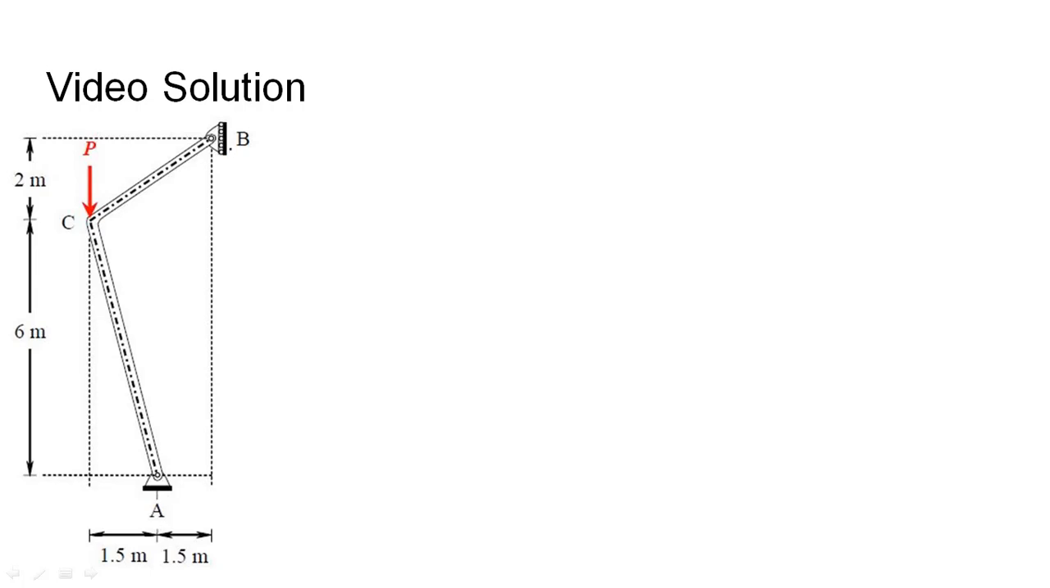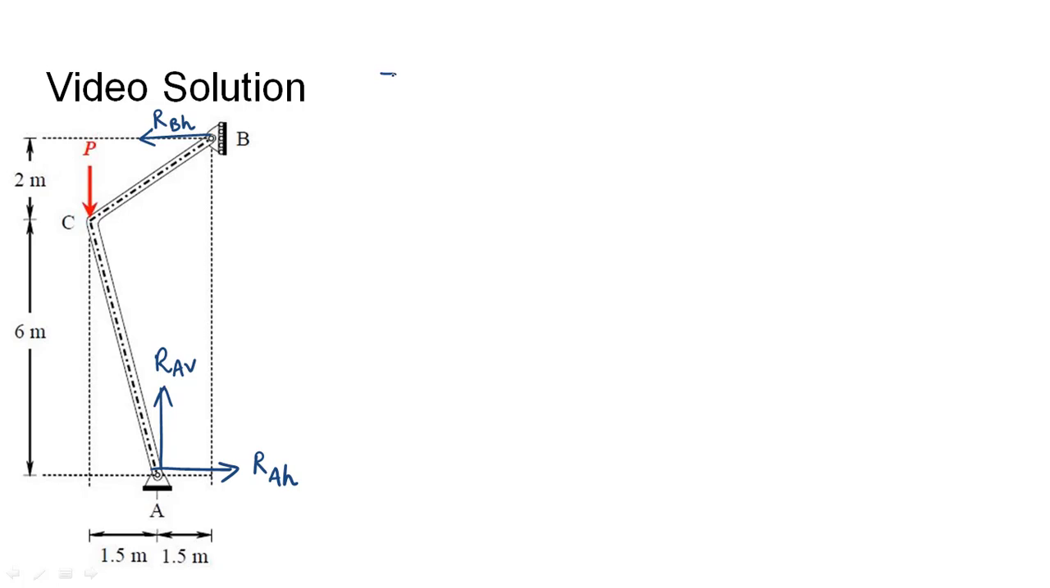B is a roller support, so it will not have any vertical reaction. The only value will be a horizontal reaction. Let us call it RBH. The vertical reaction at A will be called RAV, and let us call the horizontal reaction at A RAH.